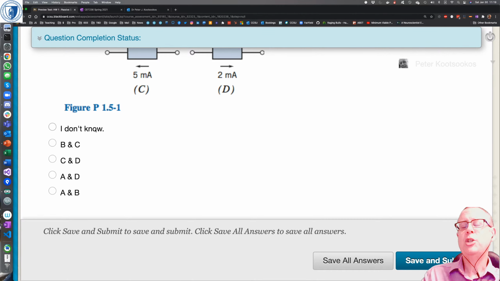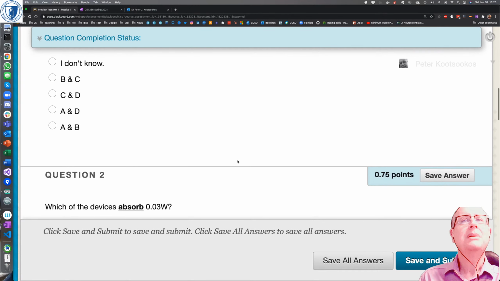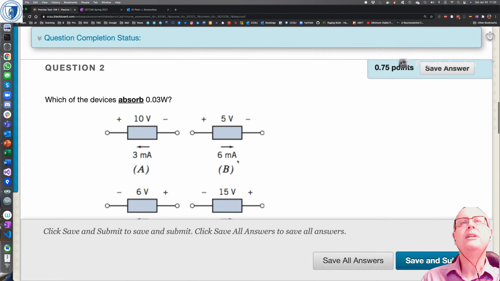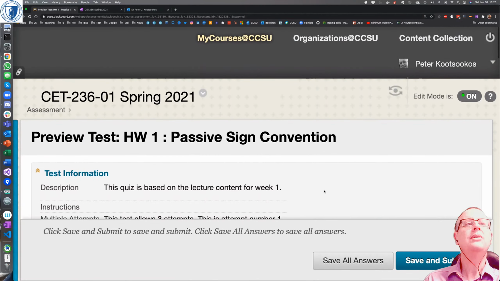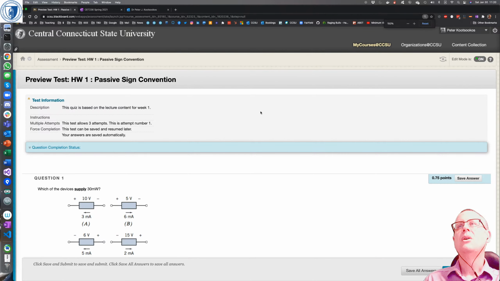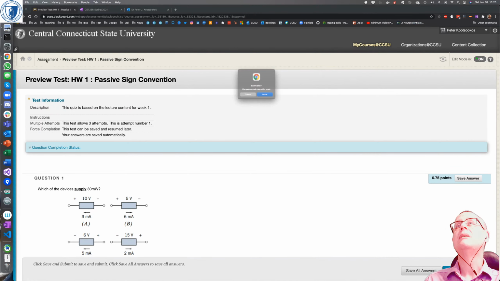And the reason I do that is I like to know when students don't know, because it tells me I need to work harder on that particular issue. So please feel free to do that. And there's various other questions about power supplied, absorbed, or what have you. Okay, it's a pretty simple question. And I think somebody has already taken it, so that's all right.